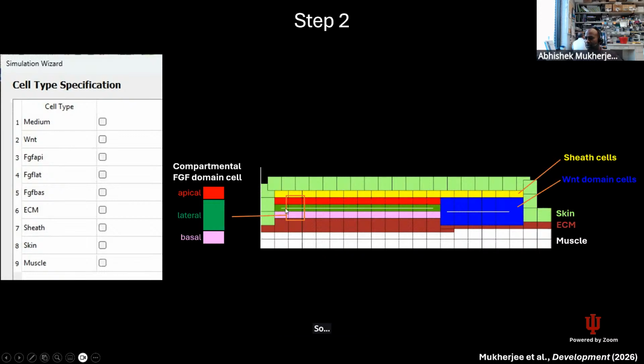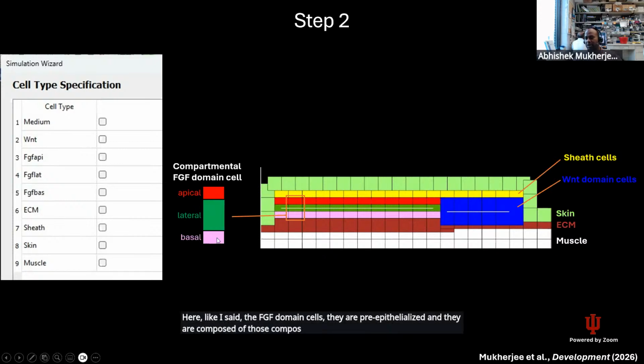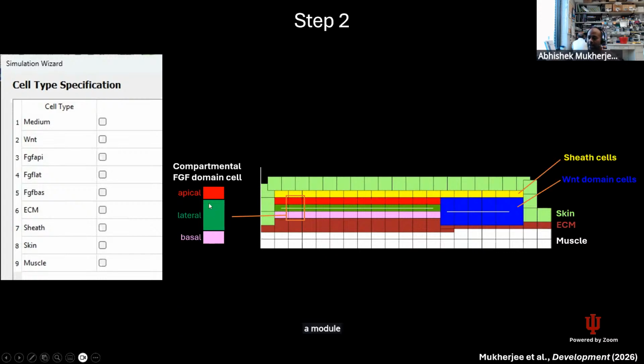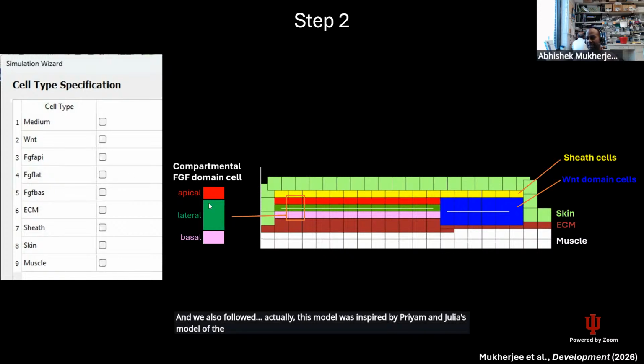Here, like I said, FGF domain cells, they are pre-epithelialized, and they are composed of those composite cells, compartmental cells that Julia was talking about in the previous module. And we also followed, this model was inspired by Priam and Julia's model of the somite segmentation.